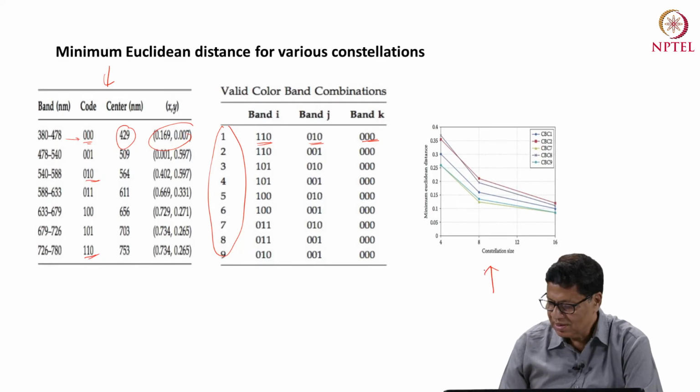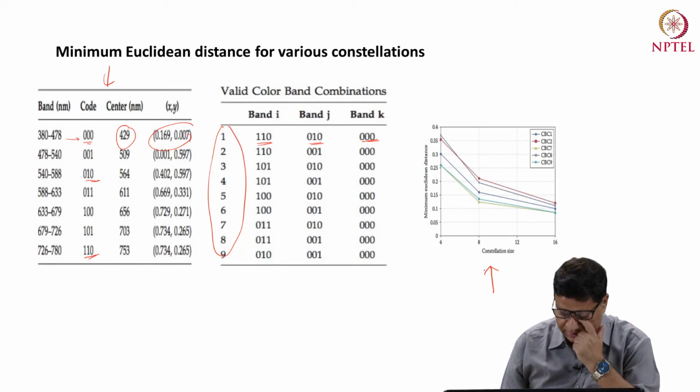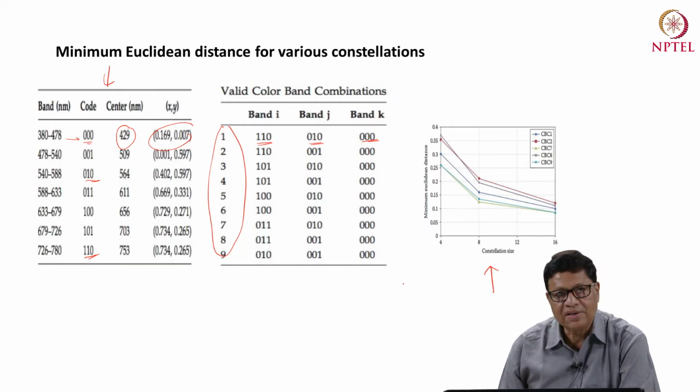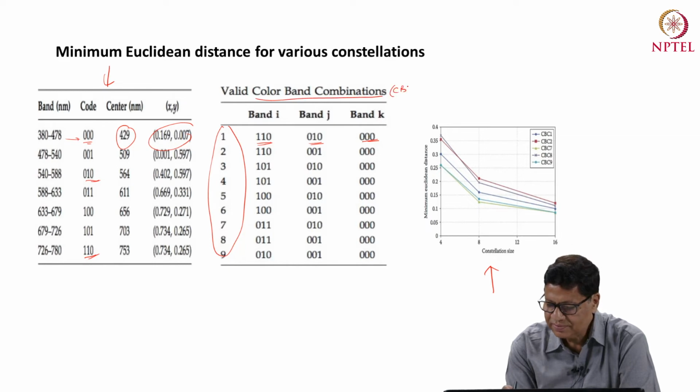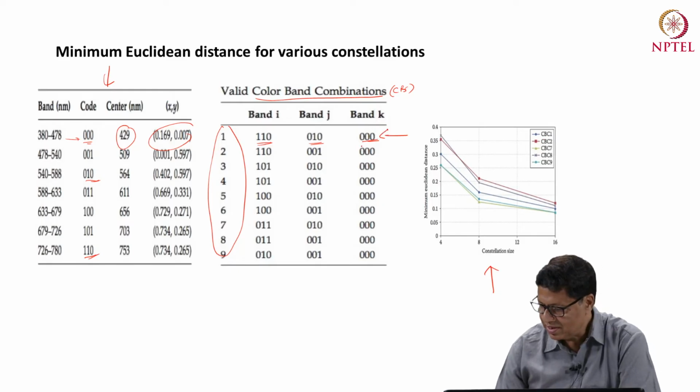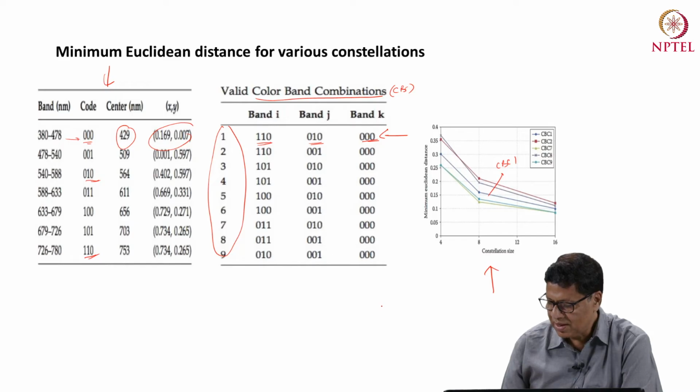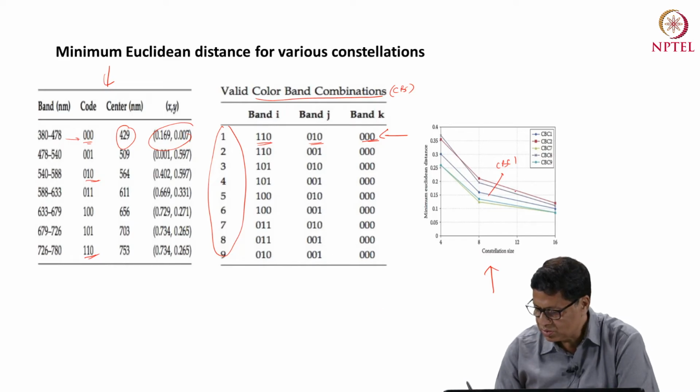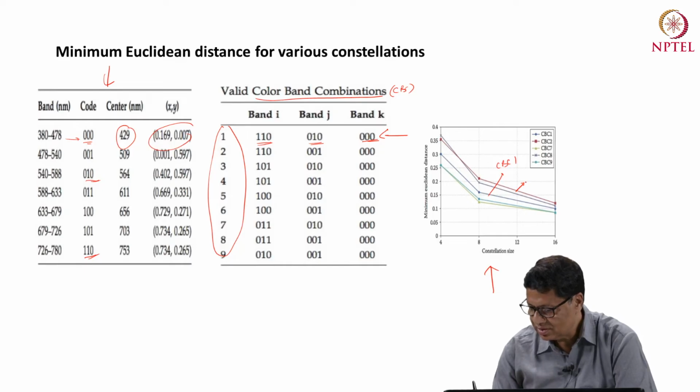So, this particular plot shows the Euclidean distance for different constellation sizes and for different color band combinations. So, CBC stands for color band combinations. This is CBC. So, for example, CBC1, this particular one is represented by this color. This is CBC1. And if you see this one, the last one, this is CBC2.